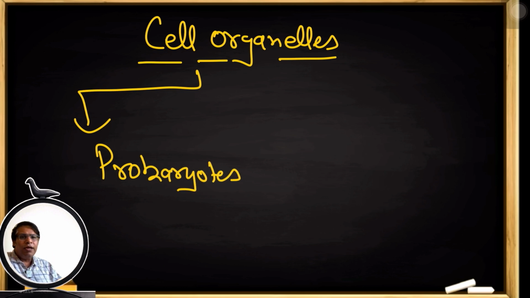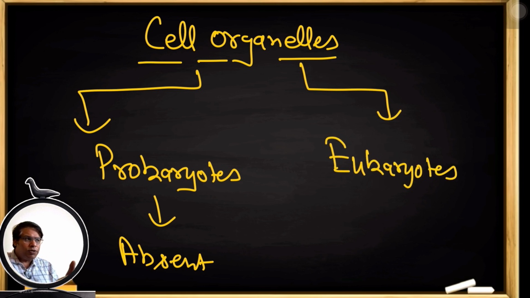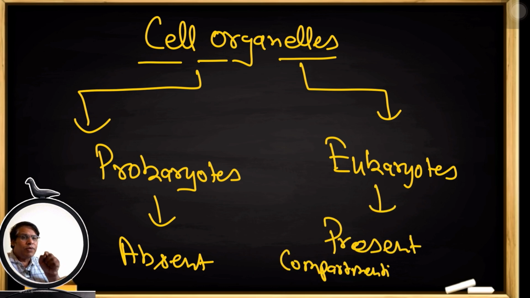Now keep in mind, in case of prokaryotes, cell organelles are absent. So hopefully you remember what kind of cell organelles are present in eukaryotes, like mitochondria, lysosomes, and chloroplast in the case of plants. Keep in mind, cell organelles are absent in prokaryotes, while in eukaryotes you are going to see compartmentalization within the cell, and the presence of cell organelles. Yes, we will discuss the role of each one of the cell organelles in detail.